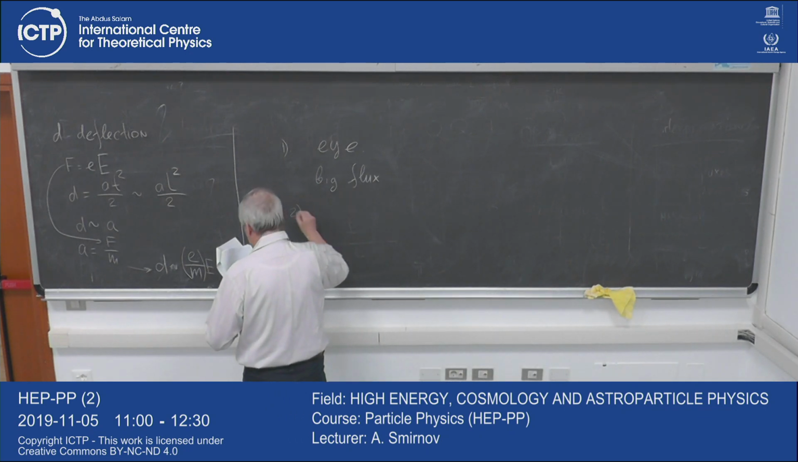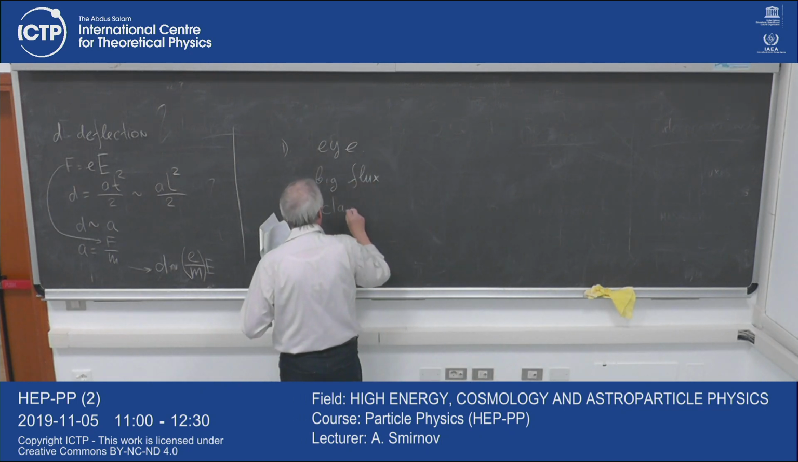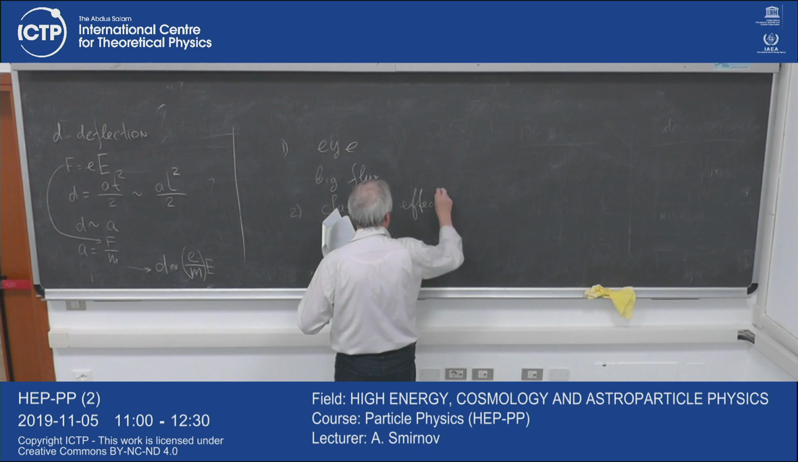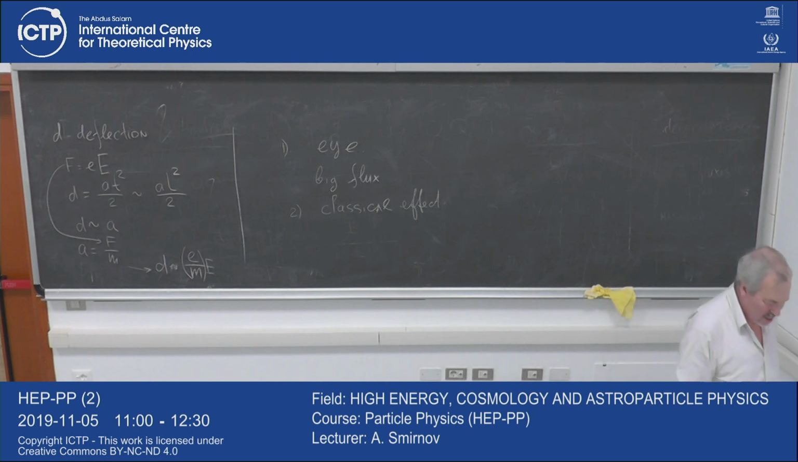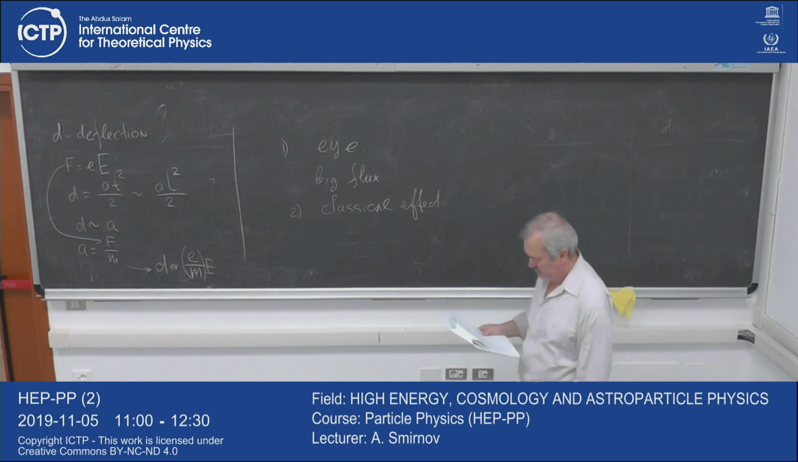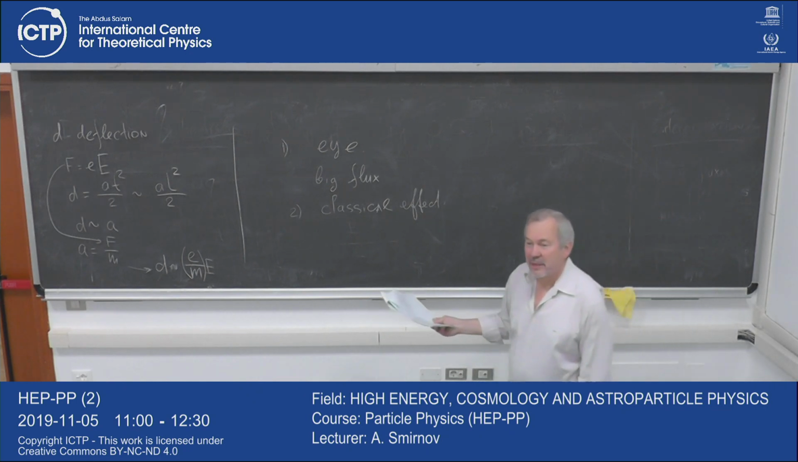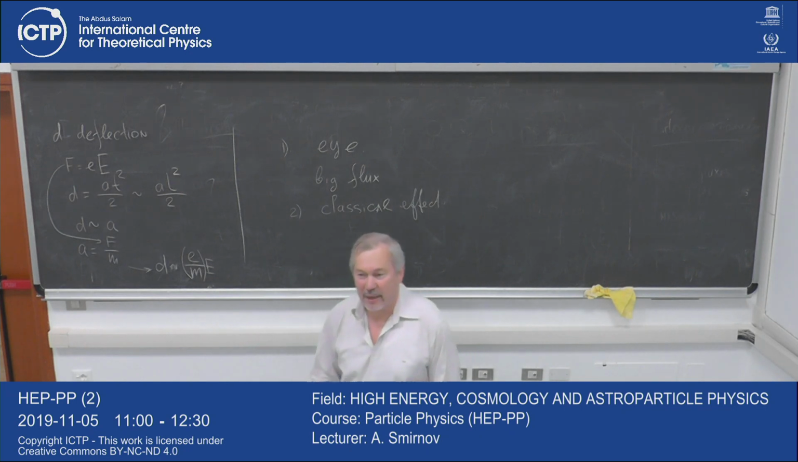The second important thing is that it was a classical effect. Although this is a quantum object, it behaves as a classical particle. Then where does quantum mechanics appear? When we have a classical manifestation of quantum mechanics.